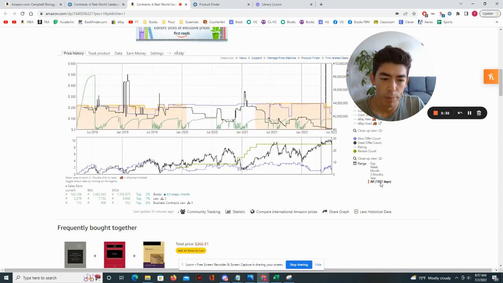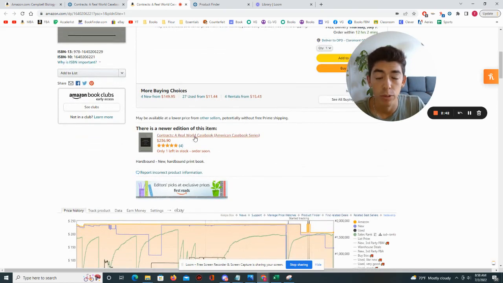One of the reasons why price normally plummets is because the number of used offers goes up. And you can see that that's true. At this point in time, there's never been more used offers available. And probably the reason for that is that there's a newer edition.